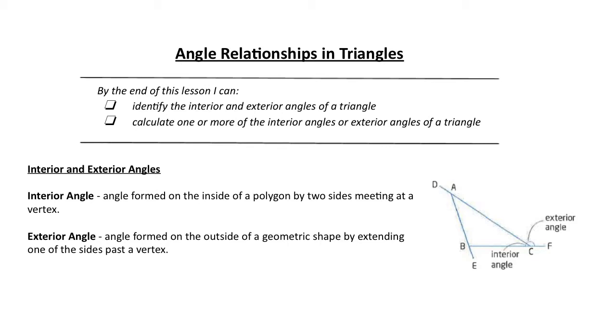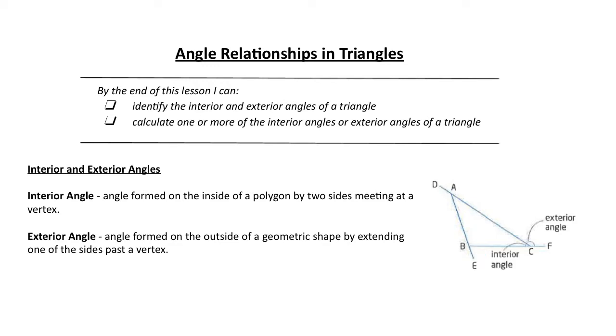To begin with, let's talk a bit about what interior and exterior angles are. An interior angle is an angle formed on the inside of a polygon, and a polygon is simply a shape. An angle formed on the inside of a polygon happens when you have two sides that meet at a vertex or at a corner. So in a triangle in particular, because a triangle has three sides, there will be three interior angles, one located at the inside of each corner.